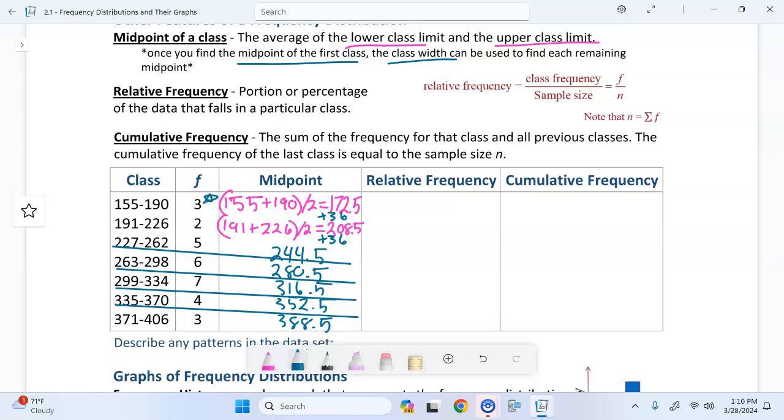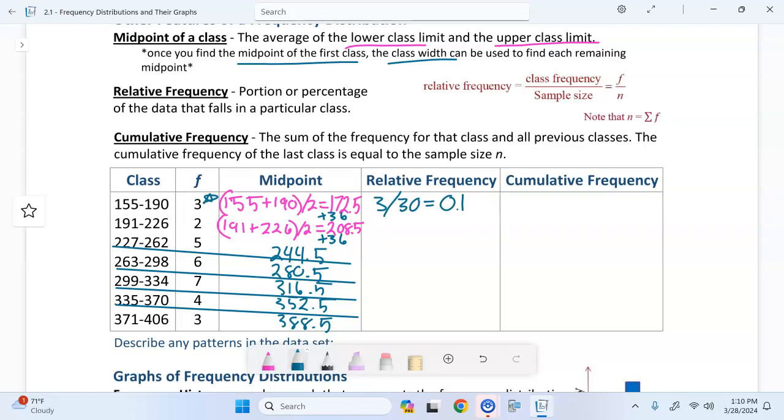Next thing that we can do is our relative frequency. It gives a percentage of the data for that specific class. What percent of the data falls in that group? Relative frequency is just the frequency of the class divided by the sample size. What's the frequency of the first class? 3. What's the sample size? 30. So, frequency divided by 30 gives us a decimal.